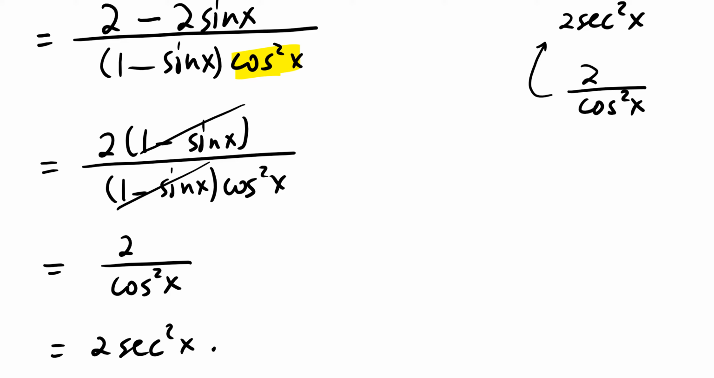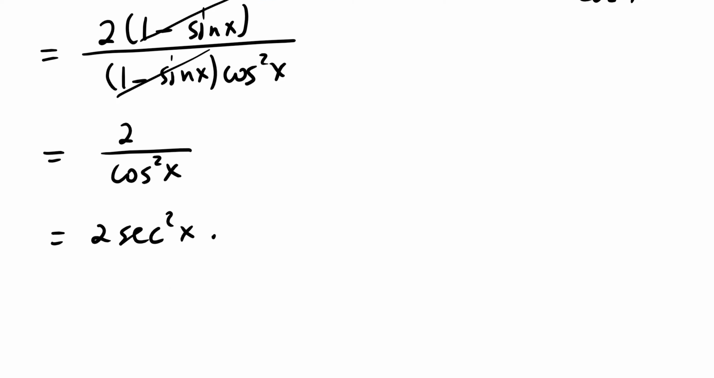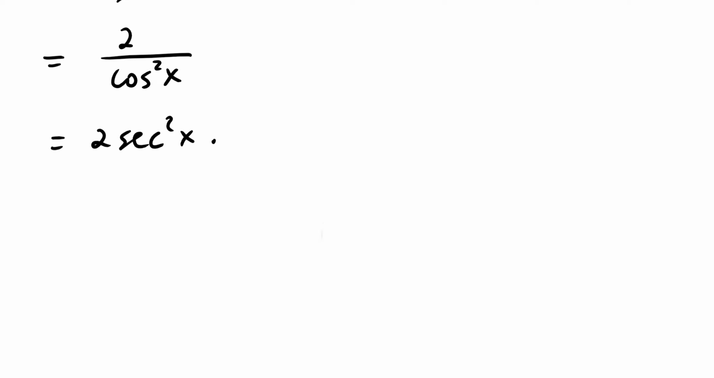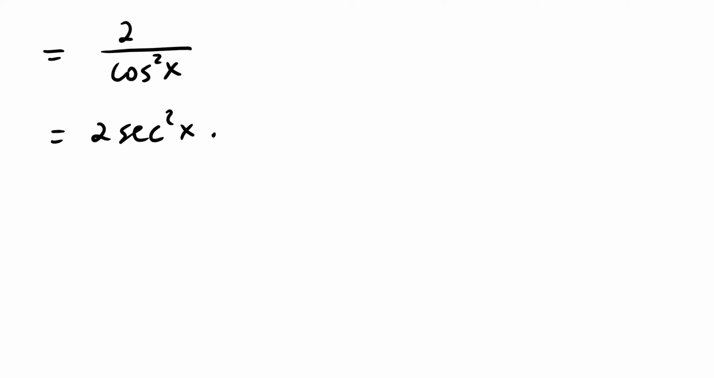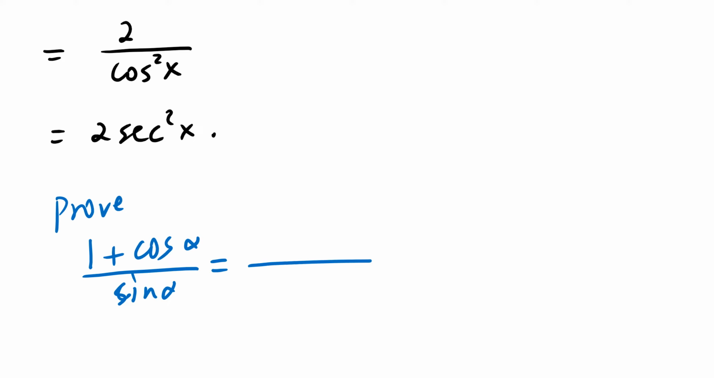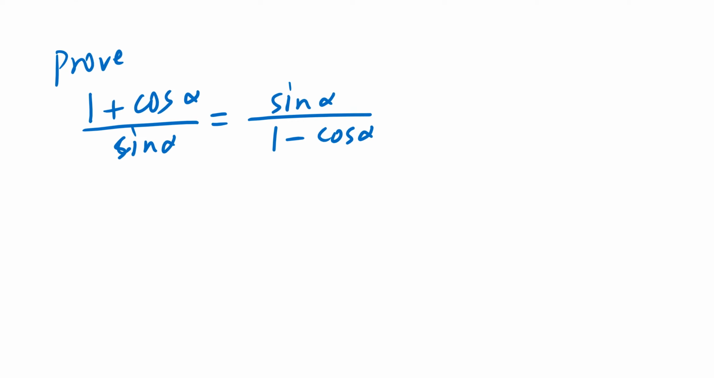So proving identities is a matter of practice. The more examples you do, the better. Let's look at a slightly different kind of example, how we prove (1 plus cosine alpha) over sine alpha equals sine alpha over 1 minus cosine alpha. The thing about this, we can do factoring, we can combine the fractions, we can convert into sine and cosine because everything is in terms of sine and cosine.